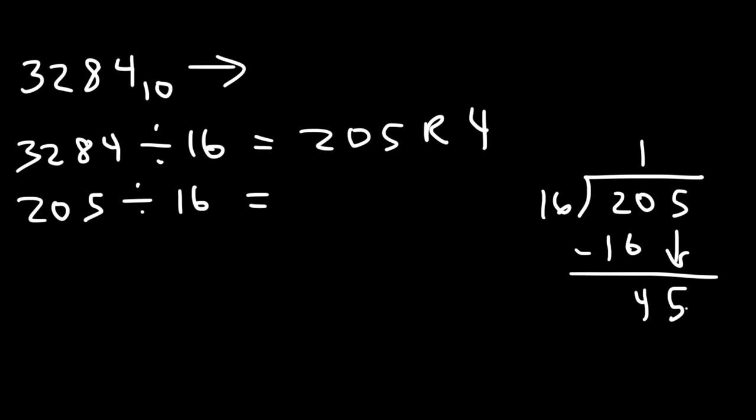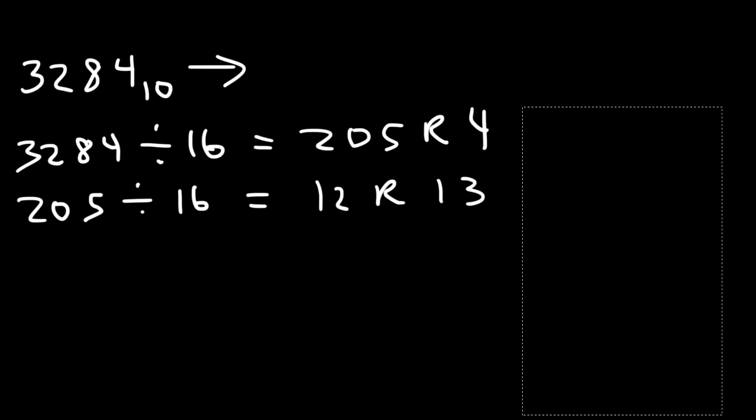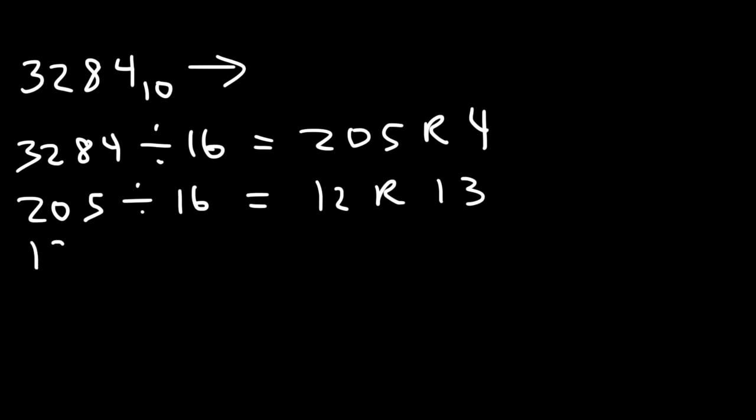Now, how many times does 16 go into 45? 16 times 2 is 32, but 16 times 3 is 48, which is too high. So it goes into it 2 times. And then 45 minus 32 is 13. So 205 divided by 16 is 12, remainder 13. Now for the last one, we need to divide 12 by 16. So 16 doesn't go into 12. It goes into 12 0 times with a remainder of 12.